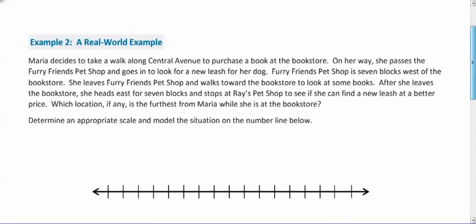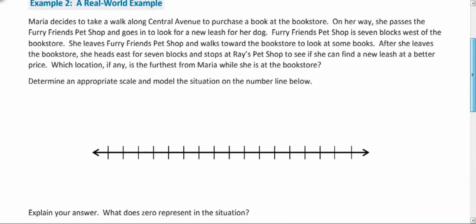And this question's a little bit lengthy. It says, Maria decides to take a walk along Central Avenue to purchase a book at the bookstore. On her way, she passes the Furry Friends pet shop and goes in to look for a new leash for her dog. Furry Friends pet shop is 7 blocks west of the bookstore. She leaves Furry Friends pet shop and walks toward the bookstore to look at some books. After she leaves the bookstore, she heads east for 7 blocks and stops at Ray's pet shop to see if she can find a new leash at a better price. Which location, if any, is the furthest from Maria while she is at the bookstore?